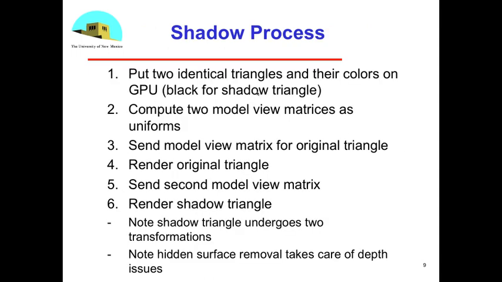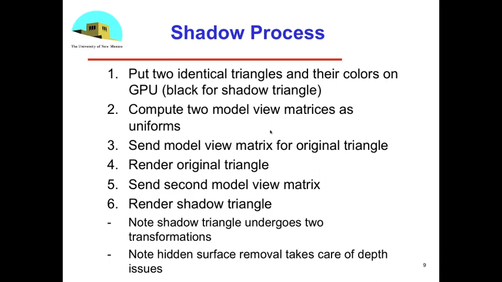We put these two triangles onto the GPU, or just cycle through each one first. But think of it as two identical triangles. One is black and one is in whatever color it originally was. Or if you're doing shading and lighting, it has the shading parameters for that material. We compute the two model view matrices. The first one would be the normal one for the polygon, then the modified one using what we had on the last slide.